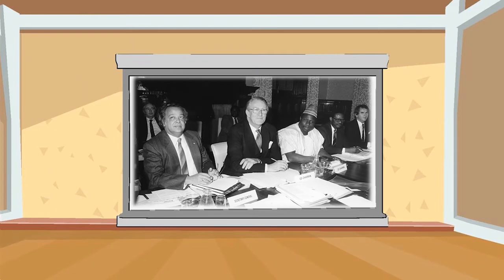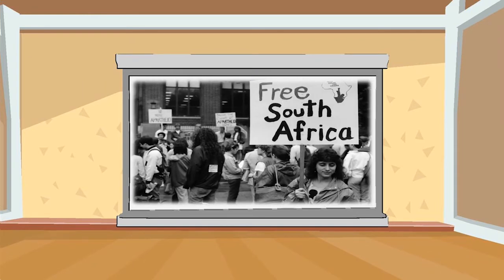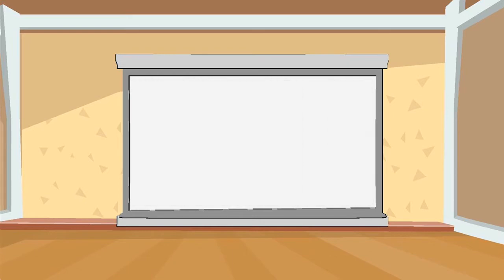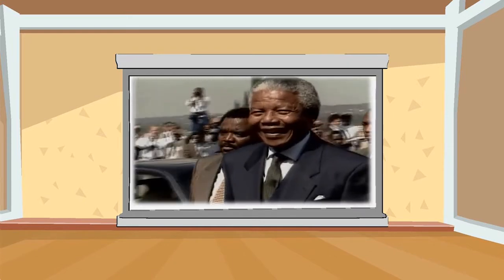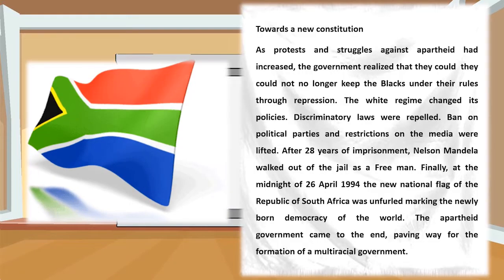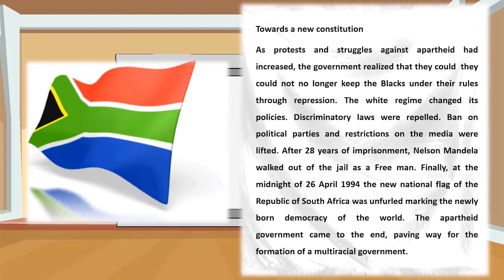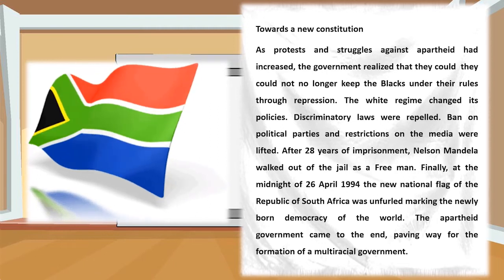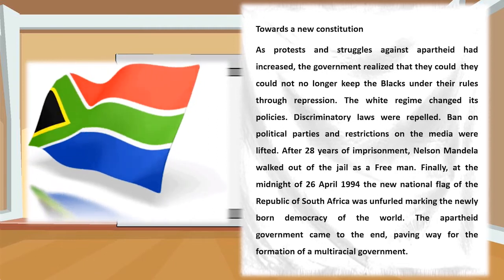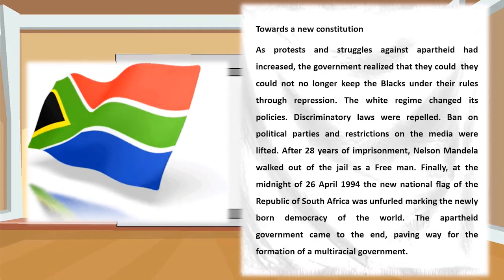The following paragraph tells us about how a new constitution was formed. As time passed and the struggles against the apartheid system increased, the English government finally thought that it was now difficult to suppress the blacks fighting for their rights. They decided to change their policies. They eliminated all the laws that discriminated against the people. All the bans imposed were lifted.